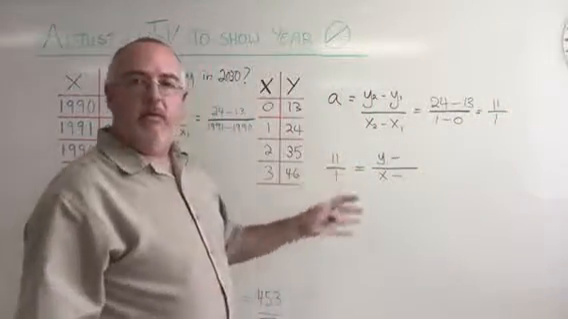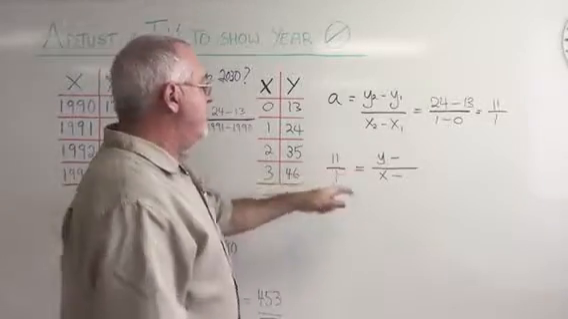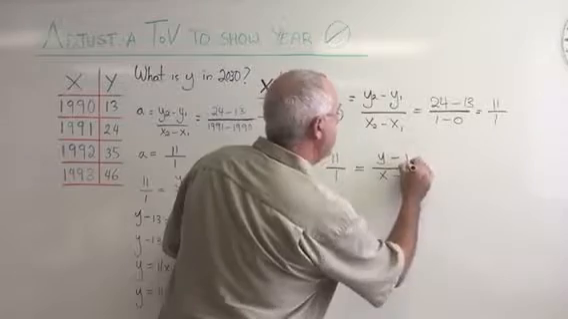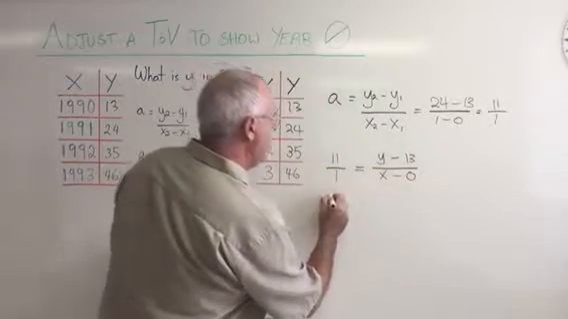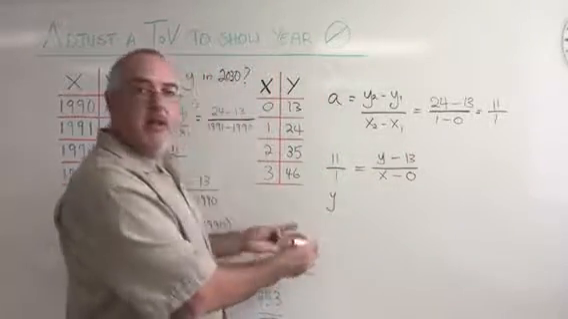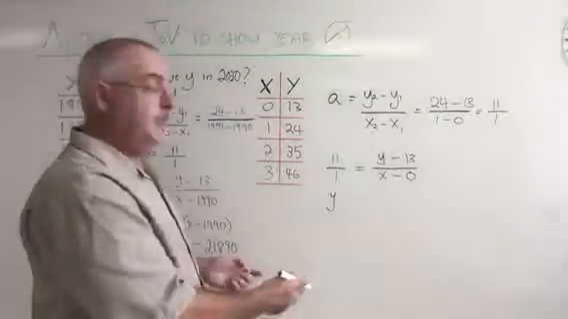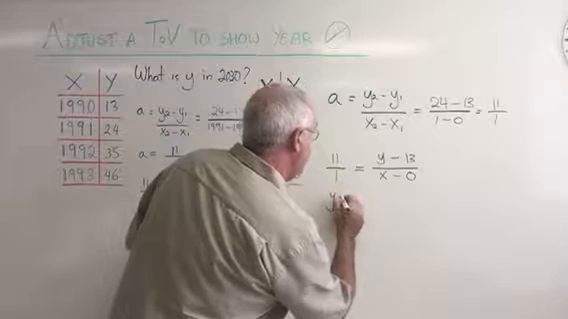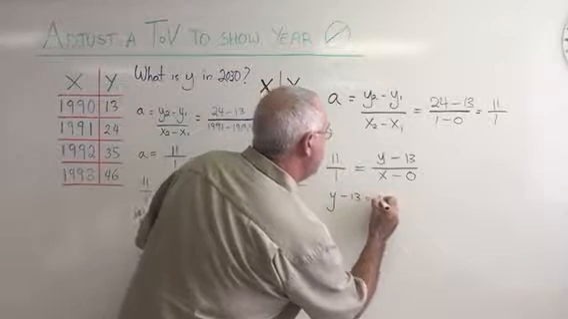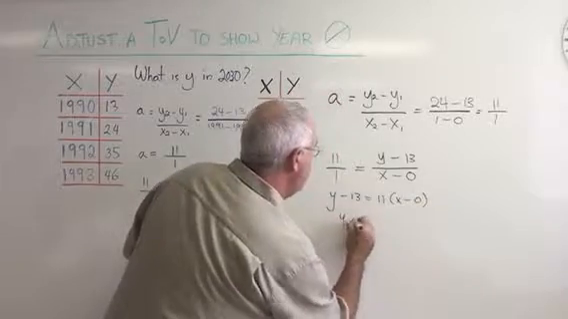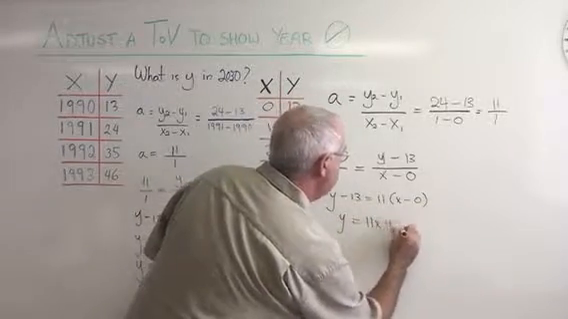But that wasn't where the problem of the large numbers had come in. Moving on to the next step, I'm putting in the point 0, 13, and I'm cross multiplying. I'm using the same method of finding the equation of a line, the same algebra method that I used over here. Y minus 13 equals 11 times x minus 0. Y equals 11x plus 13.